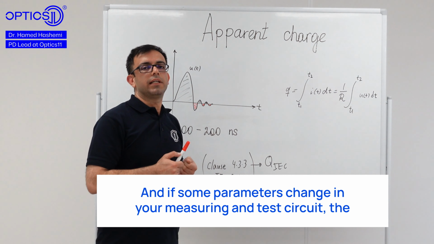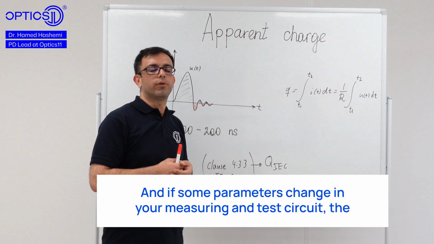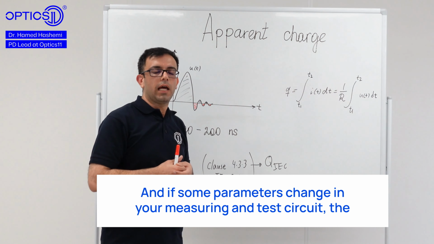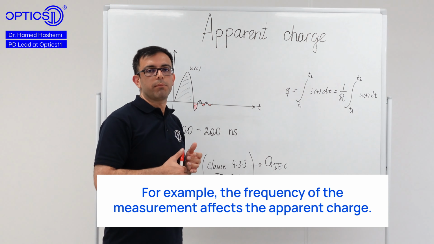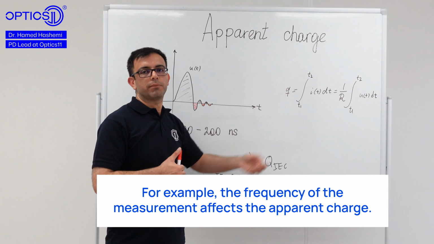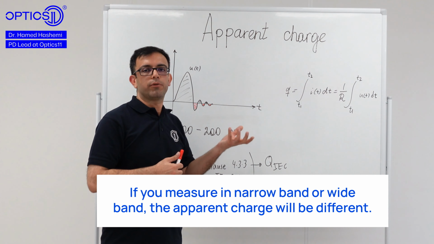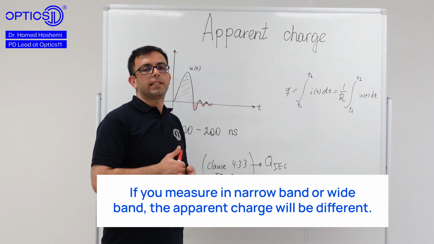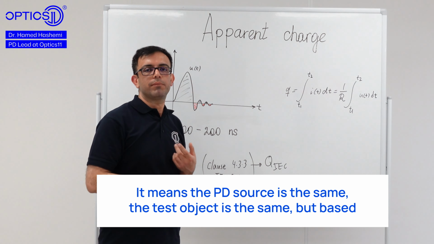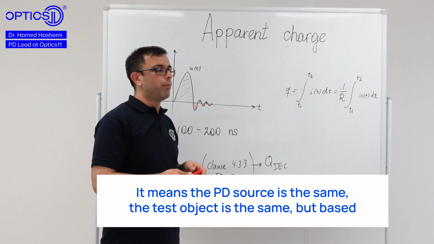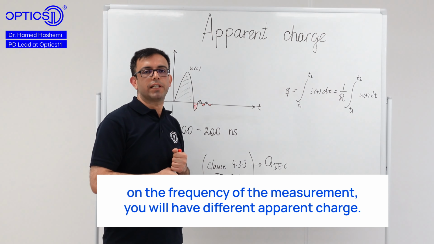If some parameters change in your measuring and test circuit, the apparent charge will be different. For example, the frequency of the measurement affects the apparent charge. If you measure in narrow band or wide band, the apparent charge will be different. It means the PD source is the same, the test object is the same, but based on the frequency of the measurement, you will have different apparent charge.